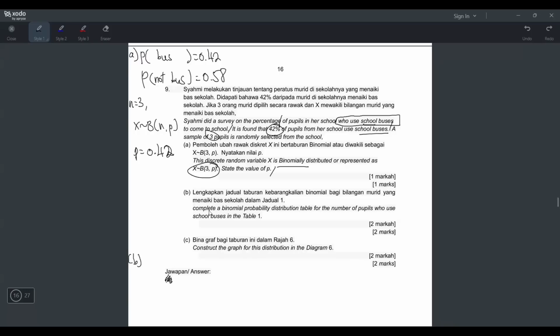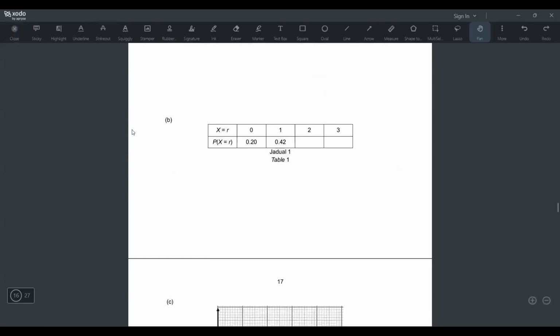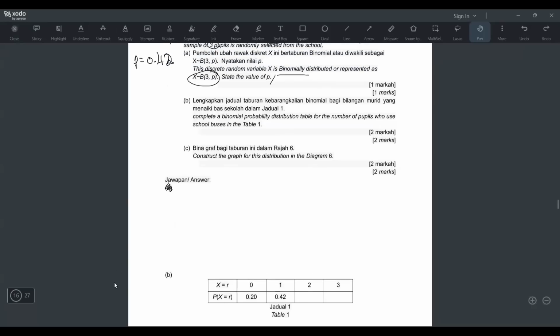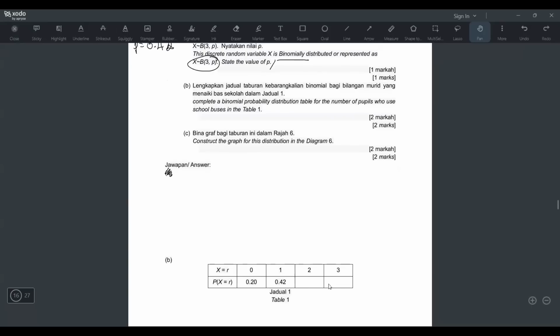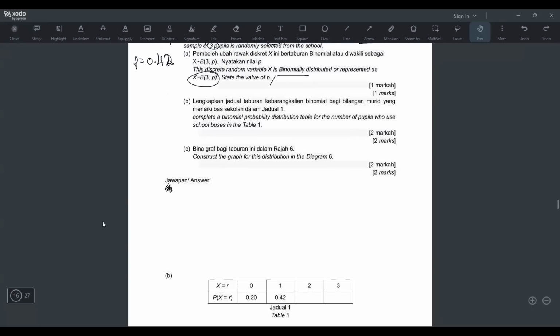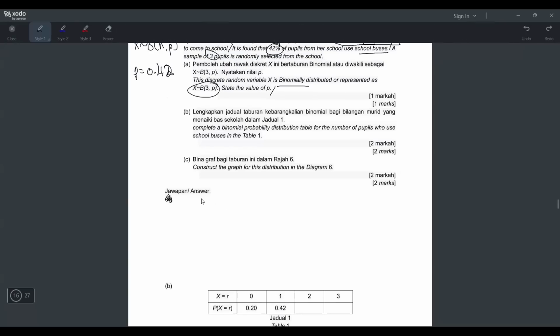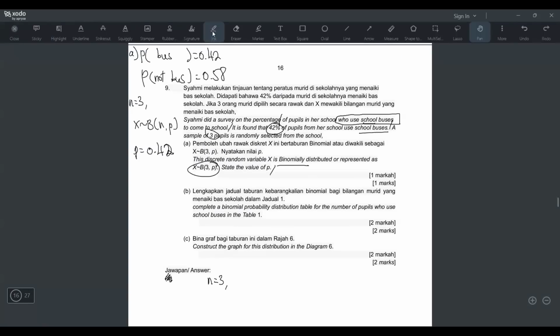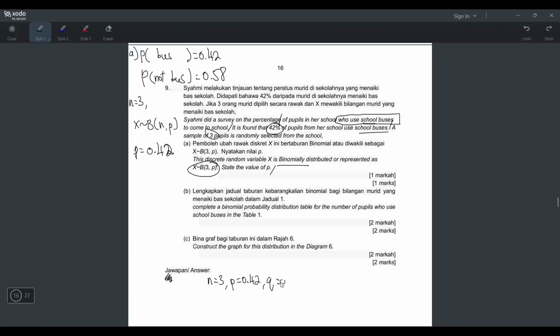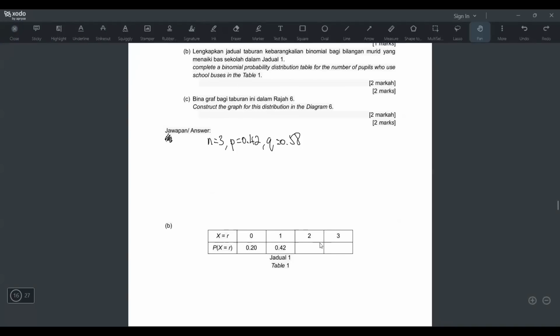Let's do B. Complete a binomial probability distribution table for the number of pupils who use the school bus in Table 1. They already provided the table for me. But this value they never find for me, so I have to find it myself. Let's write down the N, 3, and the probability of success just now, school bus, so 0.42, and then the Q is 0.58. Now we have my N, P, Q.